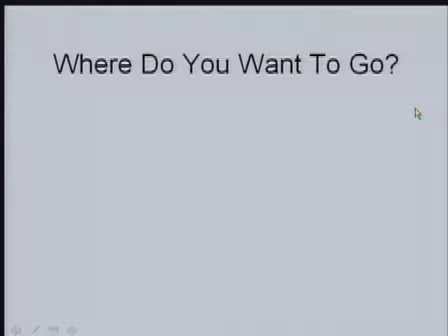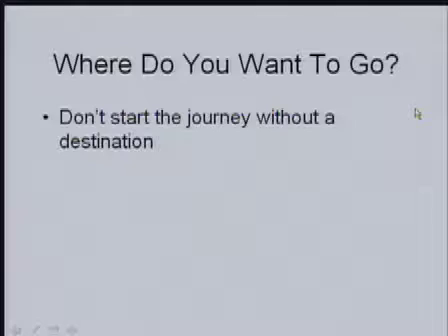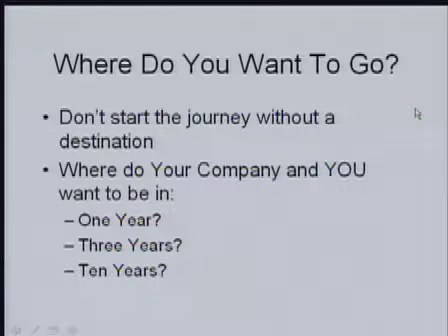The key question is, where do you want to go? I said way back in the beginning of this course, don't start unless you know where you want to get to. As the Cheshire Cat said to Alice, or asked Alice, where do you want to go? And she said, I don't know. And the Cheshire Cat answered, then it doesn't matter which road you take. If you don't know where you want to go, you can take any path, but it may not lead you to where you'd like to be. Figure out where you and your company want to be a year from now, 3 years from now, 10 years from now.